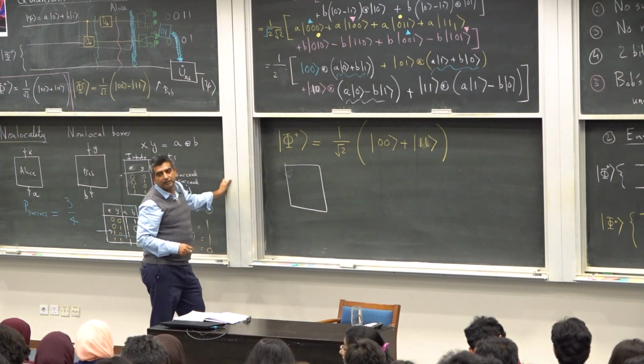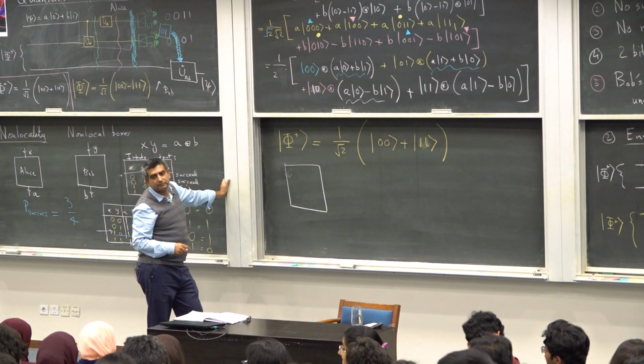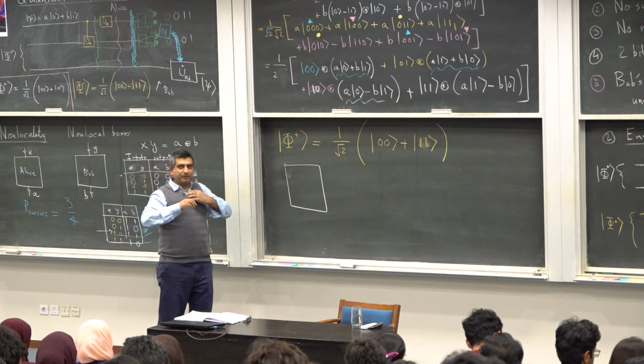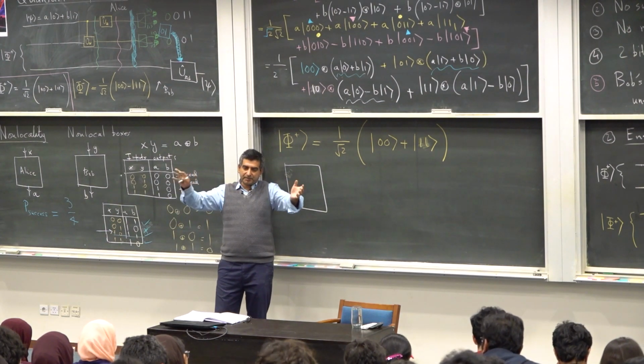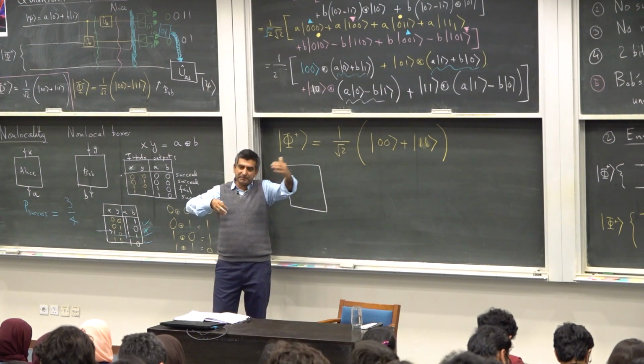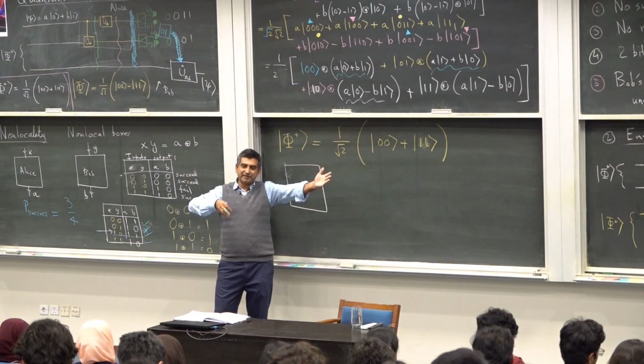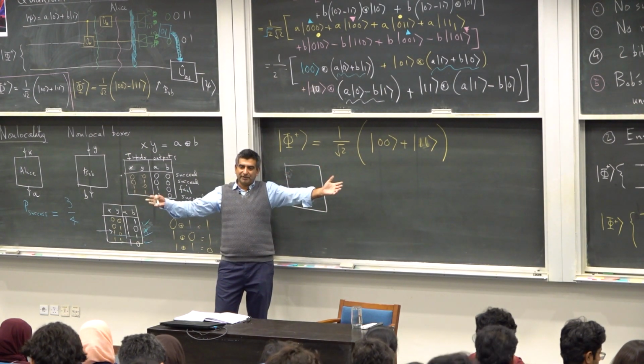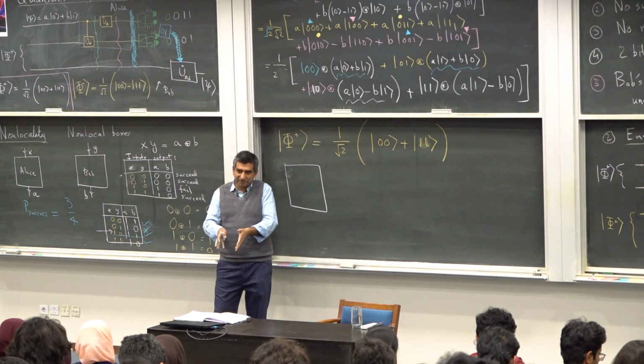What does it really mean to be local and non-local? Non-local means that you have two objects that are really far apart. You do something on one party, it immediately affects the output on the other party. That's totally non-local behavior. Local is something that you do at one location.